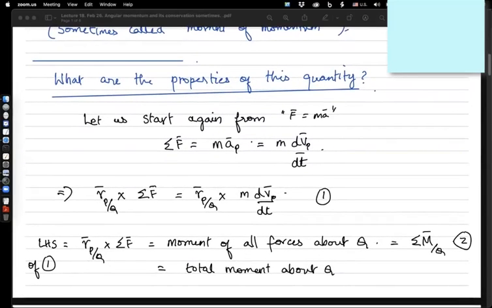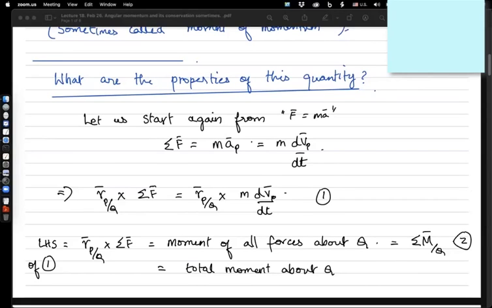The left-hand side has a name. You're all familiar with this. This is the sum of all forces, and then you're basically taking the moment of these forces. If you have a force, what is the moment of that force about a particular point? If the force is applied at point P, you take the position vector of point P with respect to Q and then take the cross product with the force. That's the moment of that force.